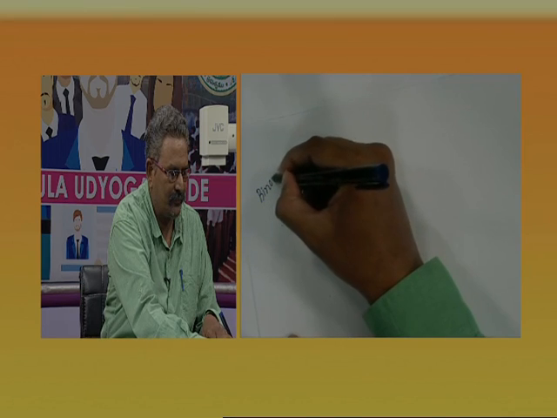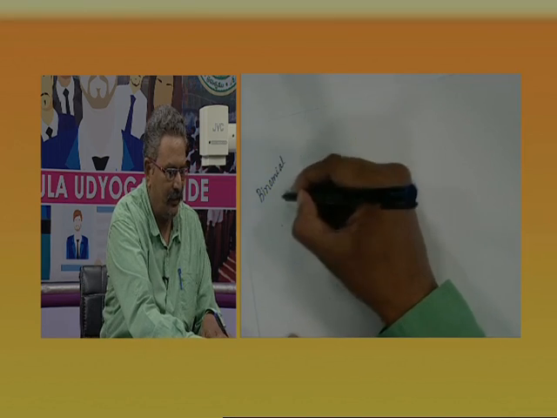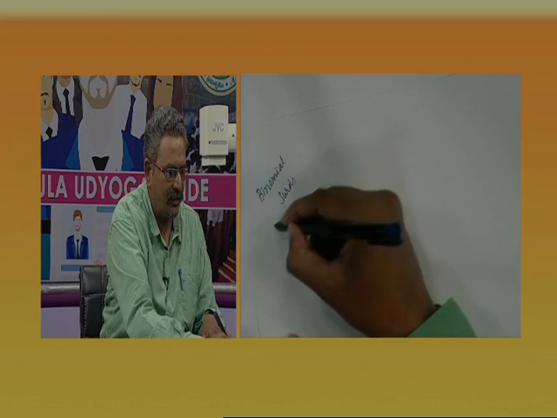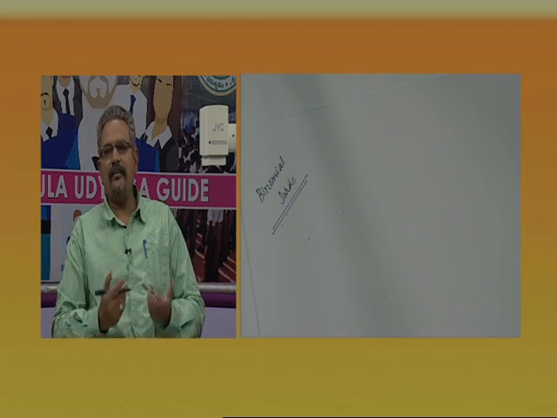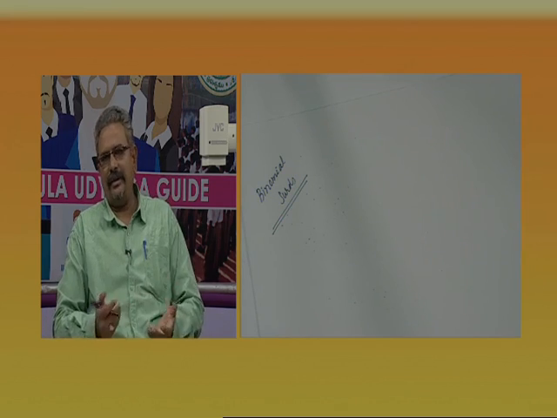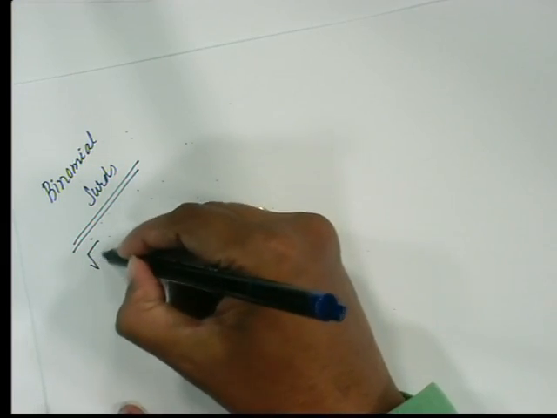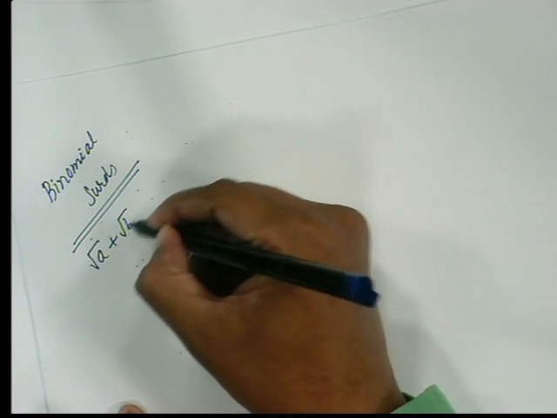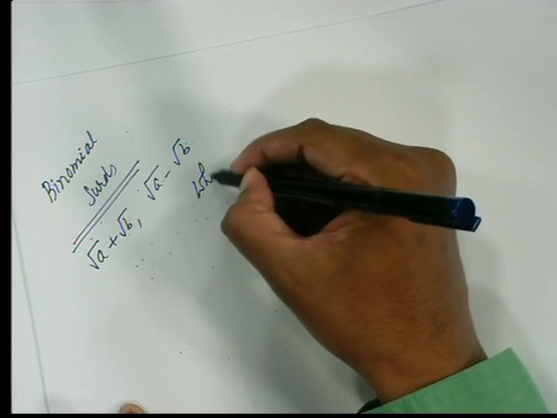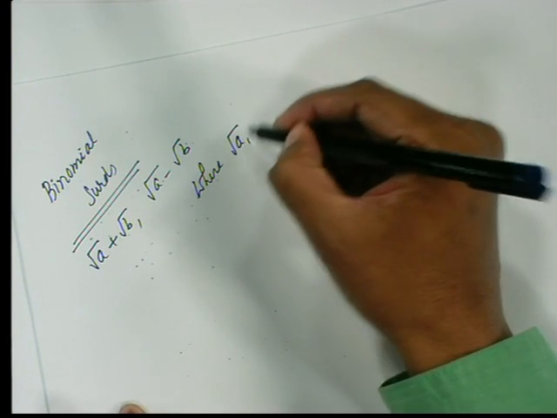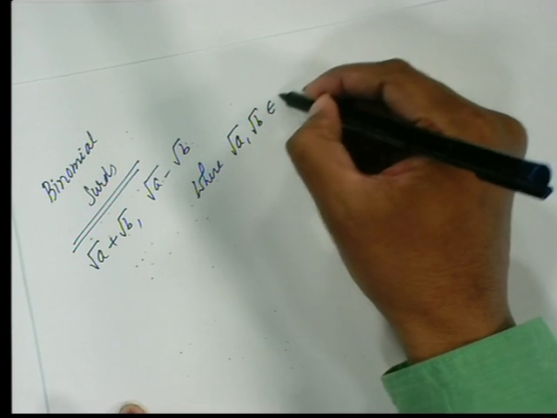Now, binomial surds. The sum or difference of two surds is called a binomial surd. That means they will be in the form of root a plus root b or root a minus root b, where root a and root b do not belong to Q.